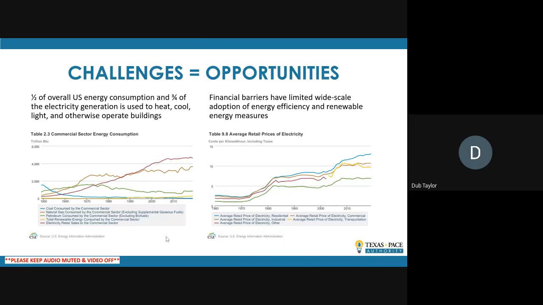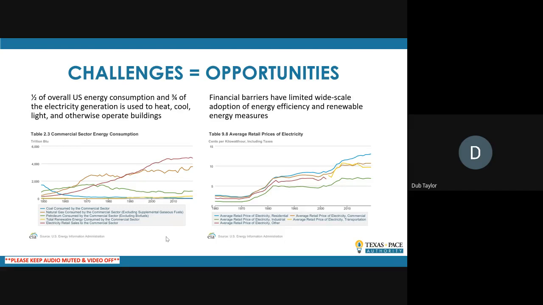About half of the U.S. energy consumption is shown here in this EIA chart, and about 3/4 of the electric generation consumed in the United States is used to heat, cool, and operate buildings. Big numbers.